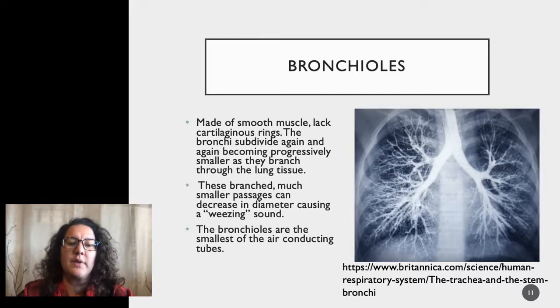The bronchioles, so we have our bronchi, and then we have our bronchioles, which are smooth muscle. They do not have any more cartilaginous rings, and they subdivide again and again, getting progressively smaller as they branch throughout the entire lung tissue.